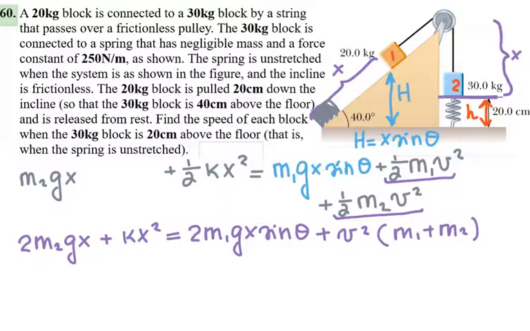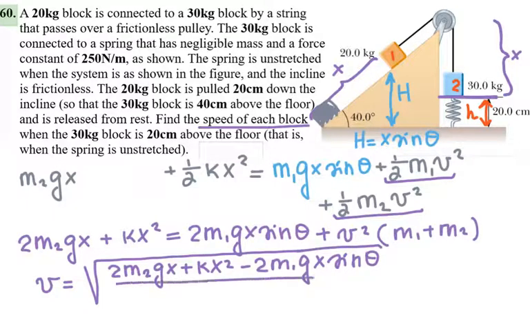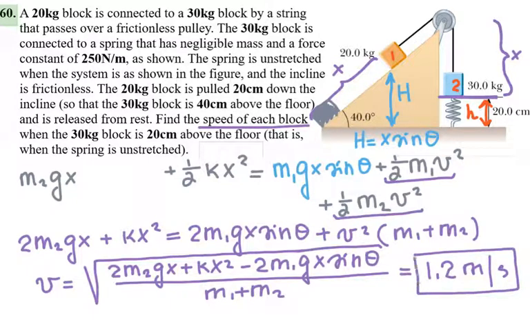I am solving for the speed of each block, so I need to solve for the velocity. I get the square root of 2M2GX plus KX squared minus 2M1GX sine theta, divided by M1 plus M2. My answer should be equal to 1.2 meters per second if you plug in all the numbers given in the problem.